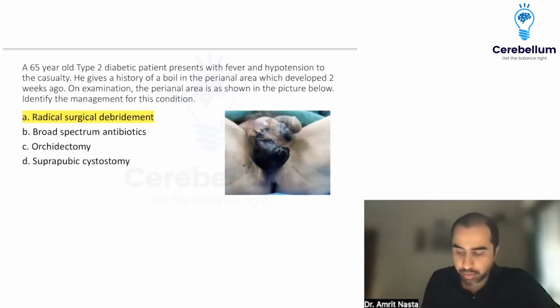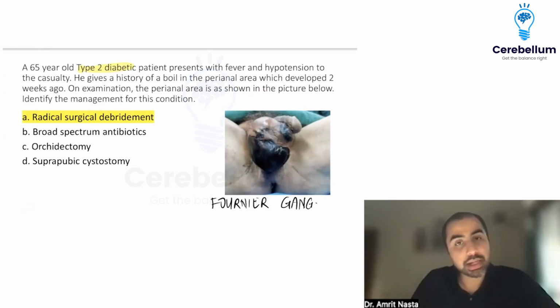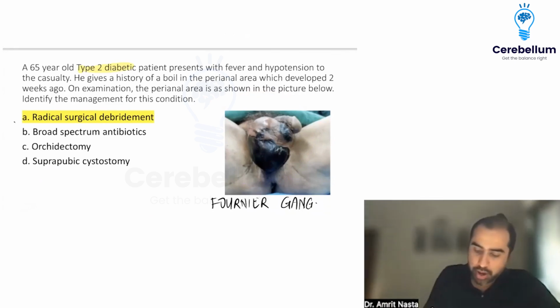Okay. A type 2 diabetic, elderly, comes with this funny looking thing. What is he having? You got stuck on disability, I know. What he is having here is Fournier gangrene, also called necrotizing fasciitis, also called synergistic gangrene. And what are you going to do here? You are going to do a radical surgical debridement. Orchidectomy is not done because the testes are spared.